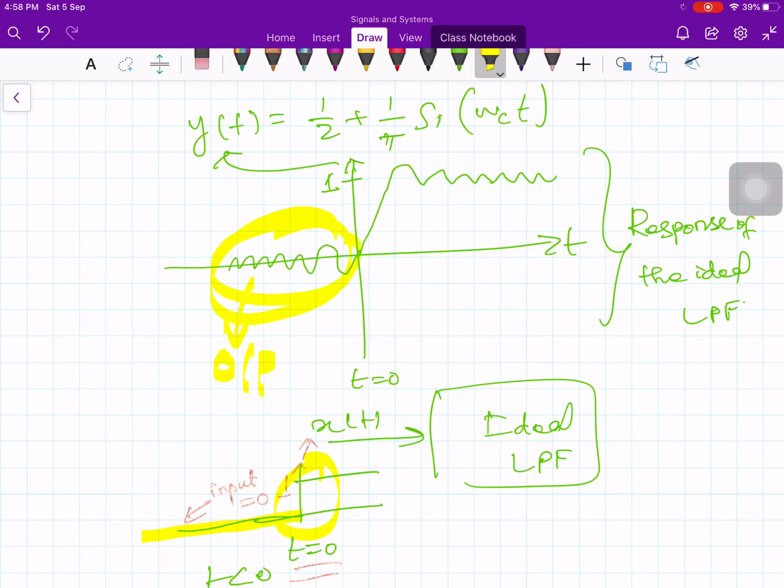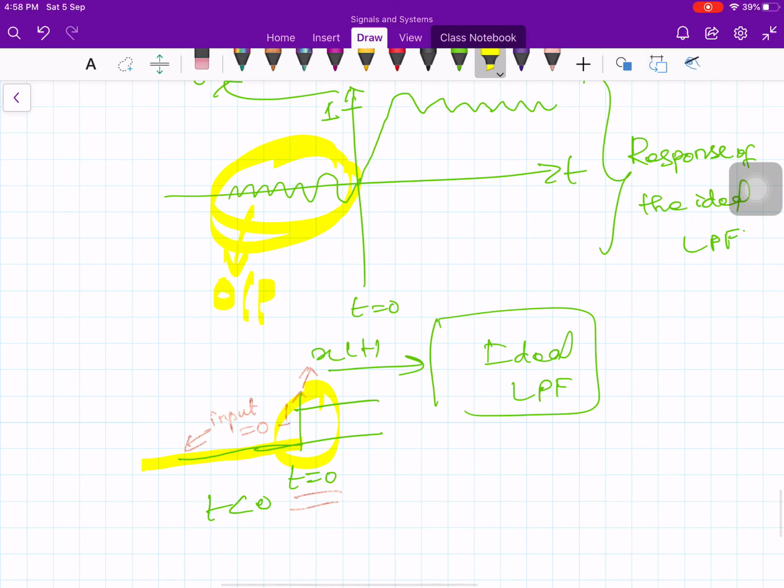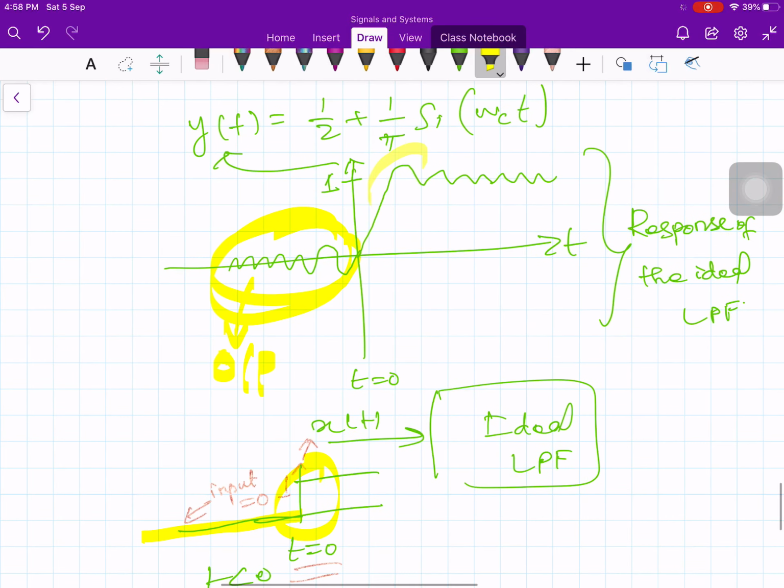before t equals 0. Depending upon the cutoff frequency omega c of the low pass filter, if you make omega c larger and larger, this oscillation, this portion, becomes smaller and smaller, closer to the unit step function. So if omega c becomes much larger, then what happens? The curve, instead of going like this, goes like this, and instead of overshooting, it slowly varies like this, more and more closer to the step function. That means these oscillations will reduce.